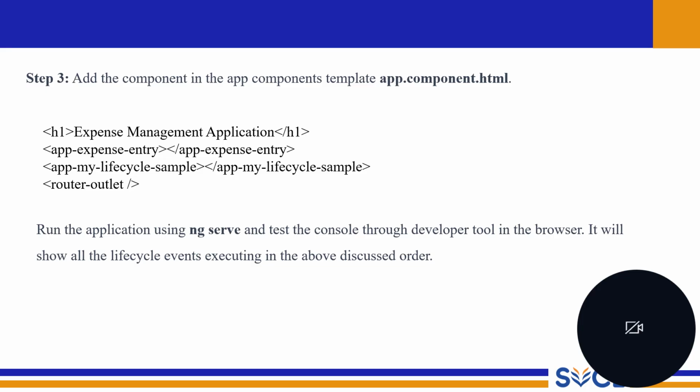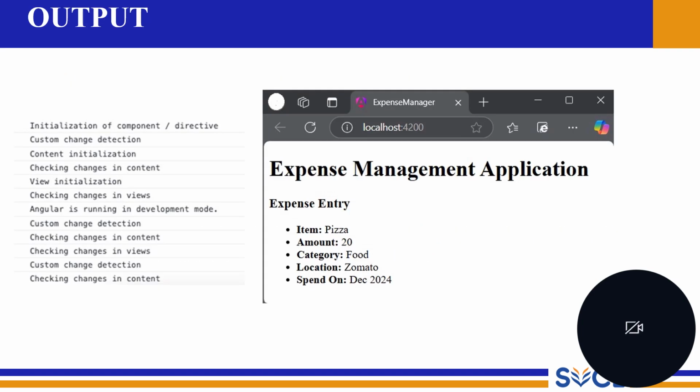In step 3, add the component in the app component template, app.component.html. So finally run the application using ng serve and test the console through the developer tools in the browser. It will show all the lifecycle events executing in the above discussed order. So finally the output is shown like this. So that's all about Angular components.